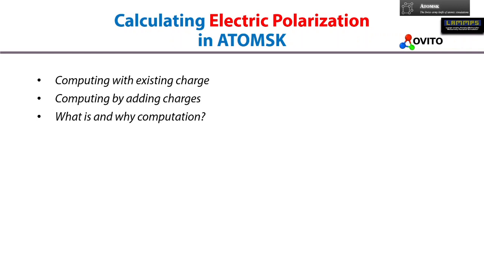What is the significance of this calculation? In the case of an ionic core shell model, sometimes we need to study how these models behave under a certain condition, for example under a certain electric field. This kind of study is very important, and in these studies, calculating the electric polarization helps us.